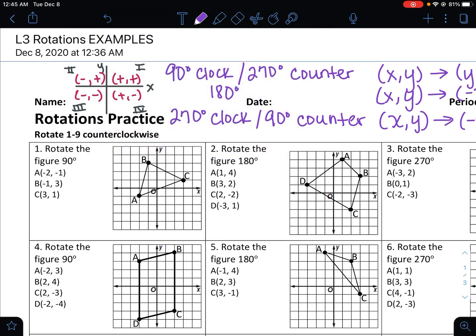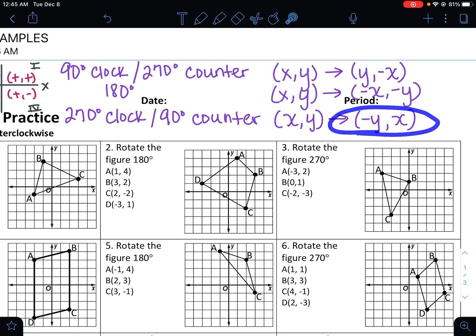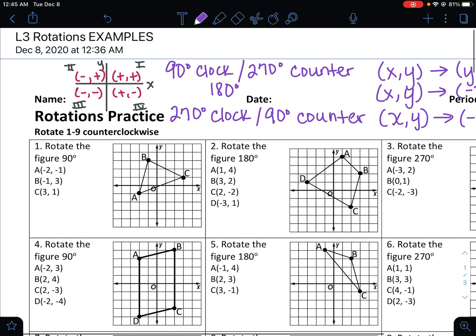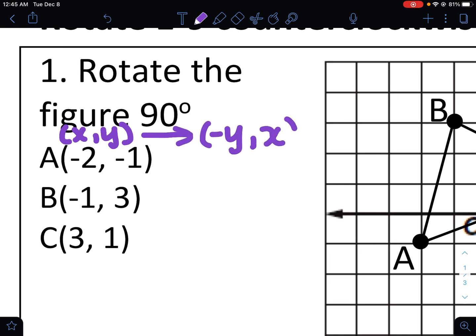Looking at number 1, rotate the figure 90 degrees, and all of these are going to be counterclockwise. It says it right here, counterclockwise. So that means we're going to be using this rule because it says 90 degrees counterclockwise. So that means it's going to be negative y comma x. So let me kind of do this here. So we start with xy. That's the normal, that's the original, and we're going to end up with negative y x.